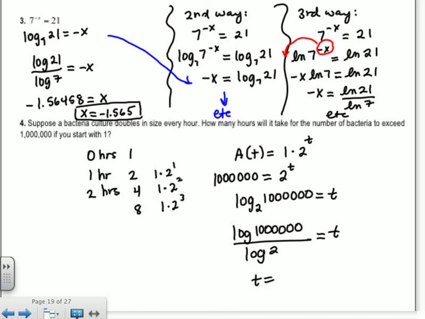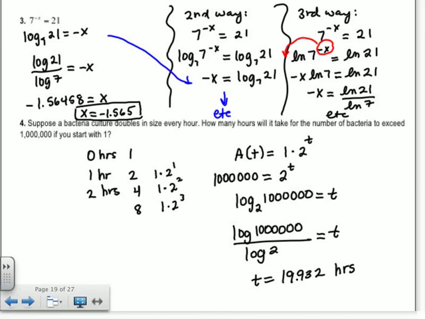Does anybody find it? Yep, 19.932 hours. So it took almost 20 hours for it to reach 1 million. Which is kind of gross if you think about like your pizza laying out on the counter. So in 20 hours, that one bacteria is now 1 million. I won't get all germy on you.